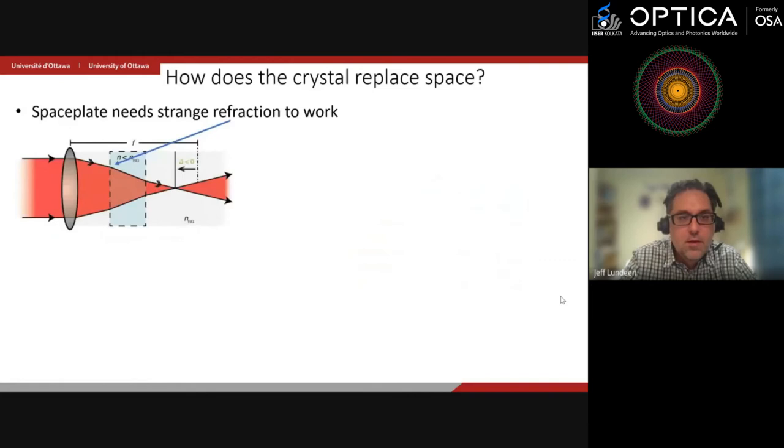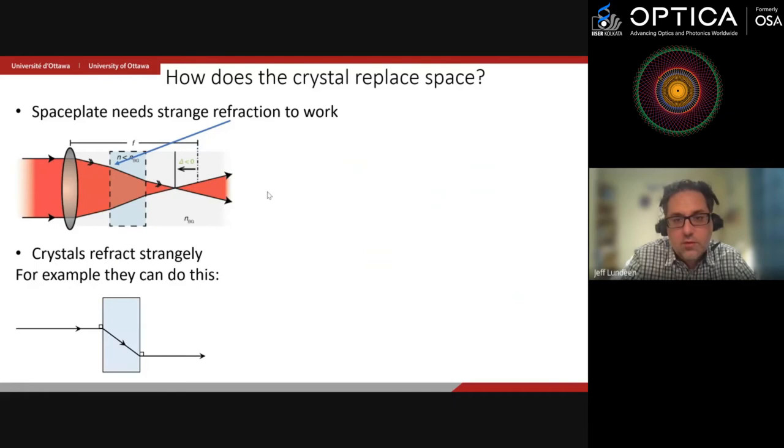So how exactly is this working? Well, a space plate needs to do something weird at its interface, or do something weird with the rays inside it. It needs to make them bend in a way that normal refraction doesn't. One way to do that is by having an n less than one, so it bends in the opposite direction to what you expect. But the other way, which we exploited more fully in our experiment, is this uniaxial, birefringent crystal.